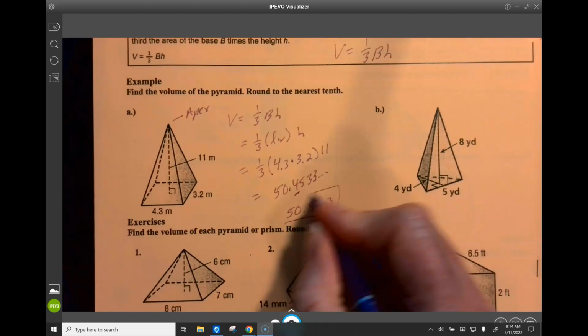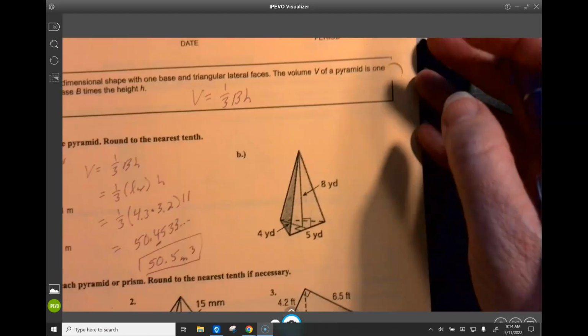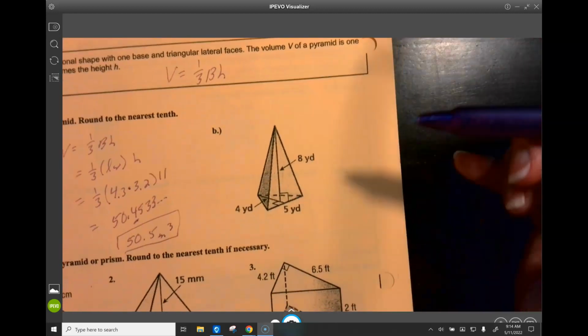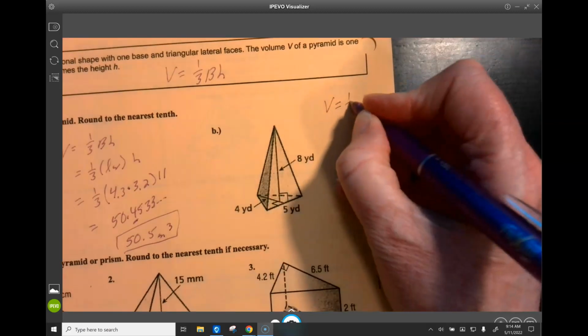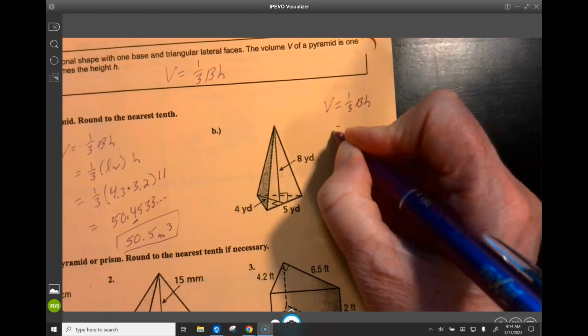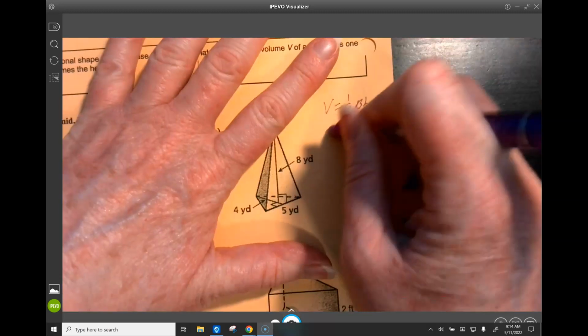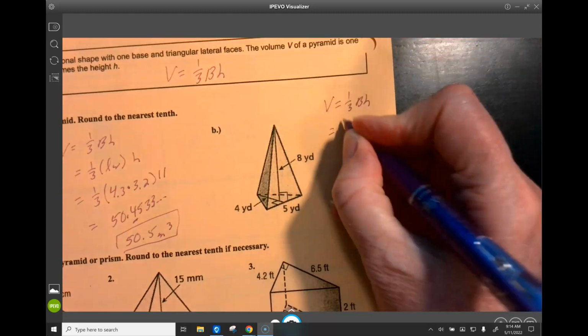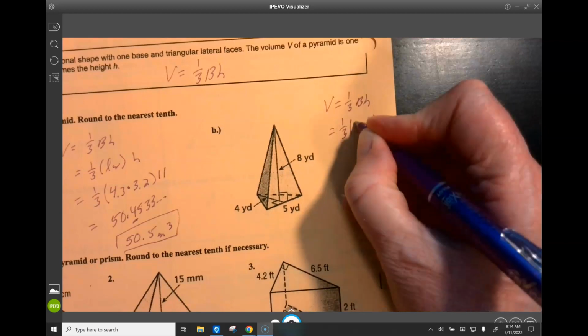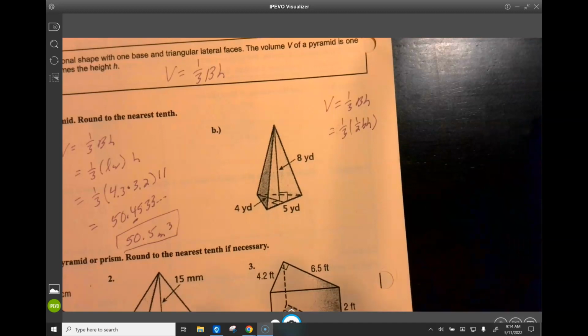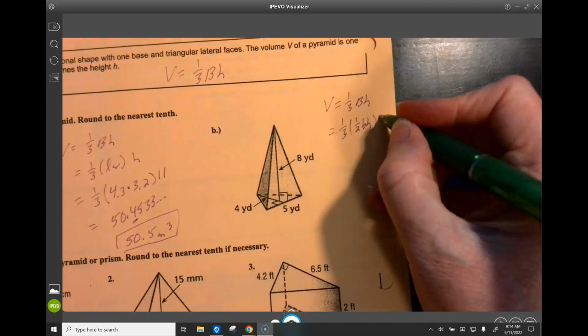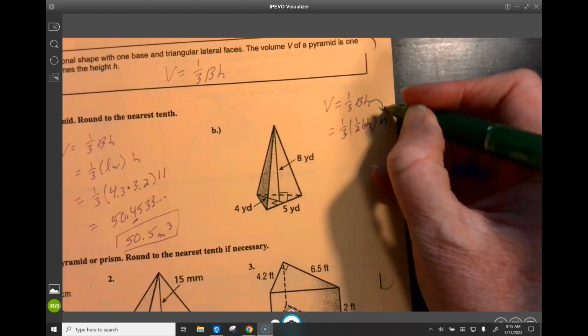Okay, no problem there. Last one, as far as a type that we're going to look at, is a pyramid that has a triangular base. So I still use the same formula, 1/3 area of the base times the height. But this time, what I need to understand is that my base is going to be a triangle. So I'm going to take 1/2 base times height, and then times the height of the pyramid.